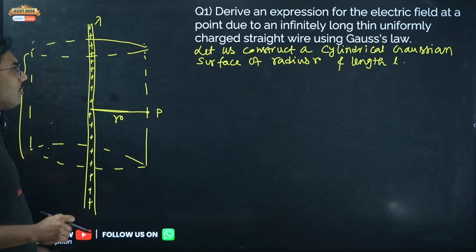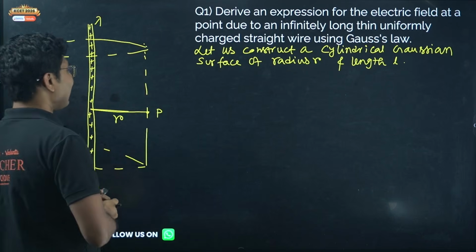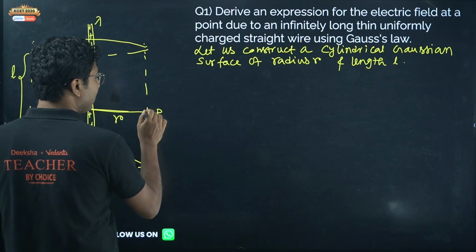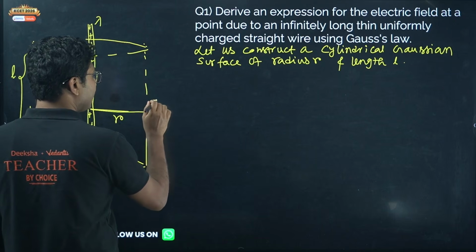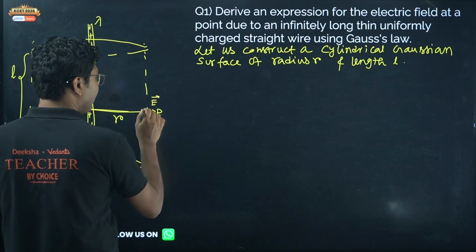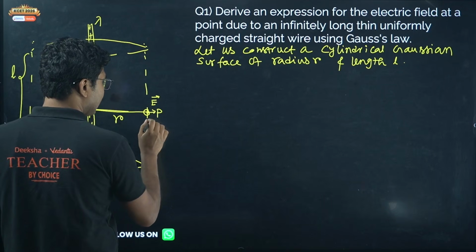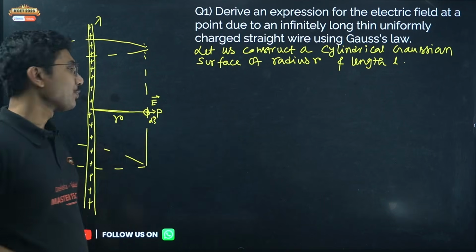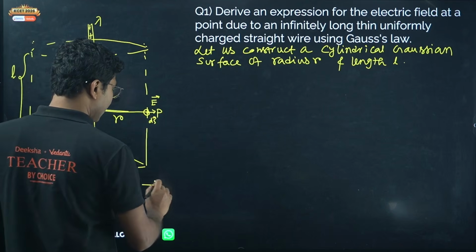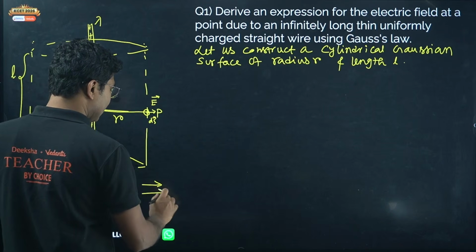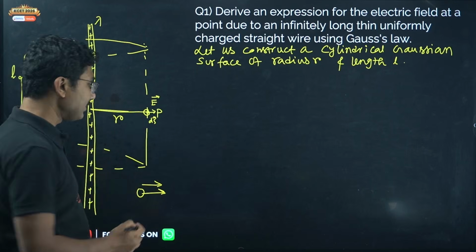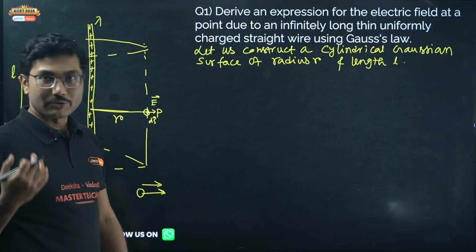So the radius of the cylinder is r. Now what? Next point. Suppose the electric field, obviously, will be radially outward. So say this is the electric field, and we take a small area ds. ds and electric field are in the same direction, so that means ds is also perpendicular to the surface, so that means E dot ds simply will be a scalar quantity.